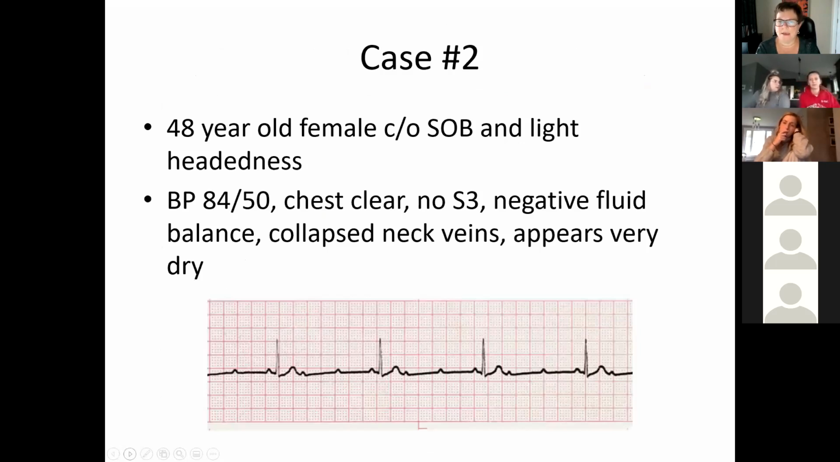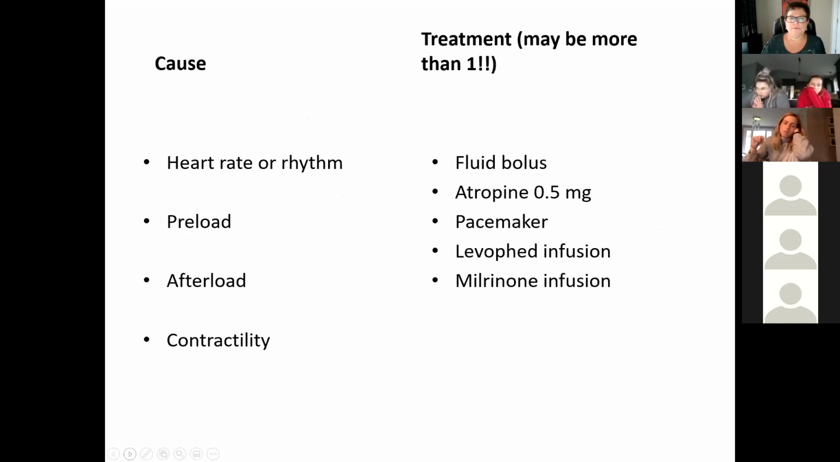Okay, case 2, 48-year-old female, complaints of shortness of breath, lightheadedness. Her blood pressure is 84/50. Her chest is clear, no S3, a negative fluid balance, collapsed neck vein. She appears very dry. Here is her rhythm. What do you think's wrong with her and how do you want to fix it? And the slide says maybe there's more than one treatment.